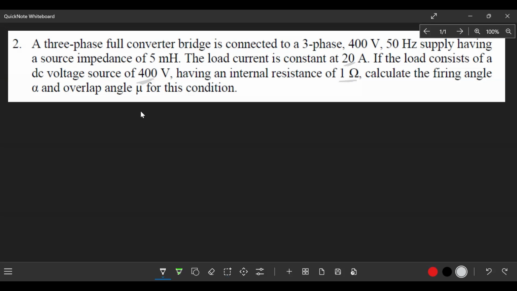So we're told that there's also some voltage drop across the load. Calculate the firing angle alpha and overlap angle mu for this condition. Let's list what we're given. It's a three-phase supply. VRMS, this is the supply voltage, the RMS voltage given, is 400 volts. Frequency is given as 50 hertz.